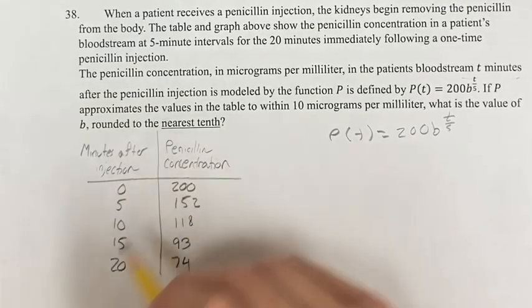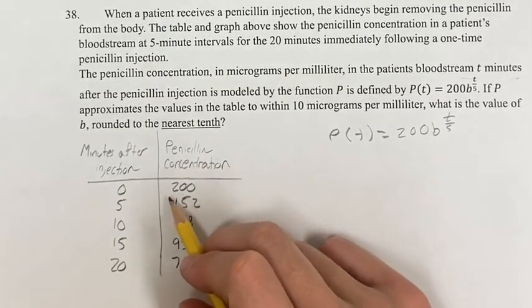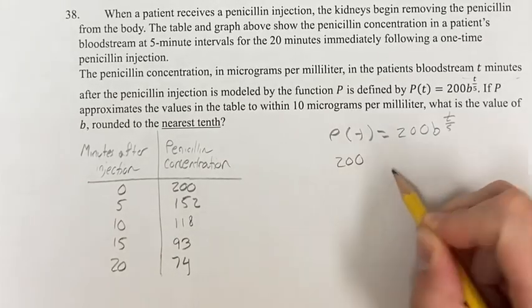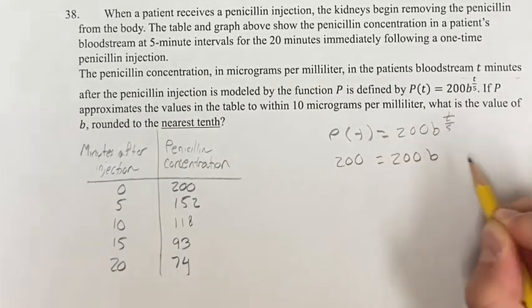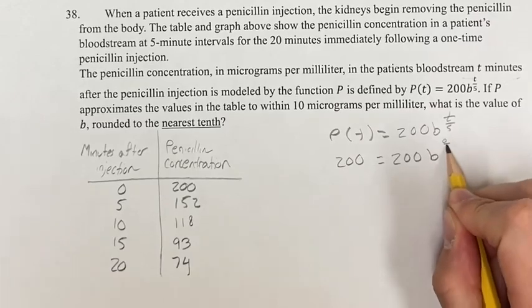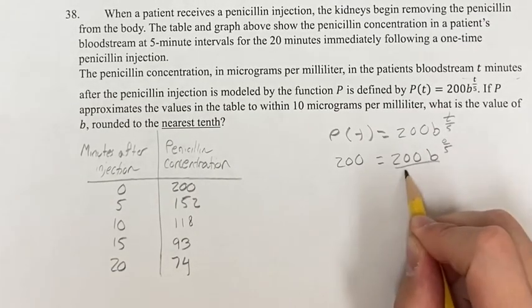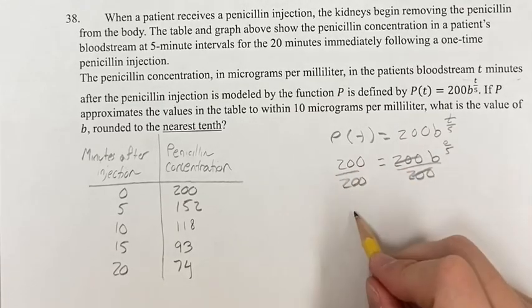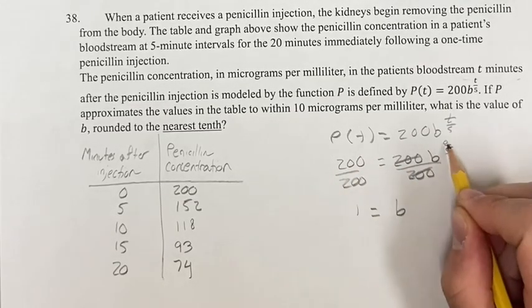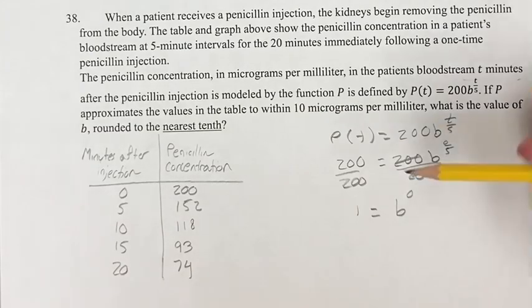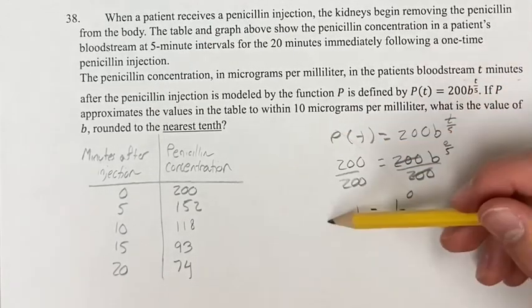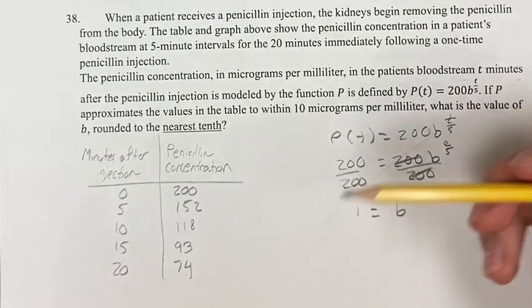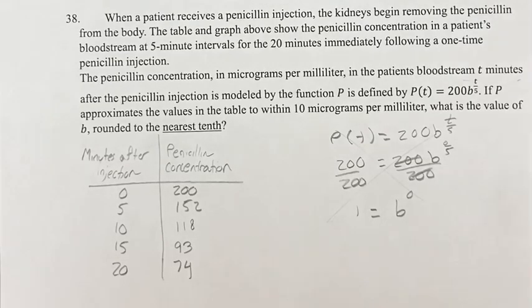So let's plug in the first point. So our p, our concentration is 200, is equal to 200 times b, t is 0, to the 0 over 5. Divide both sides by 200. These cancel and you get 200 divided by 200 is 1, is equal to b to the 0 divided by 5 is 0. Well, any number to the 0th power is equal to 1. So this point doesn't actually help us because any value would work. So we have to try another one.